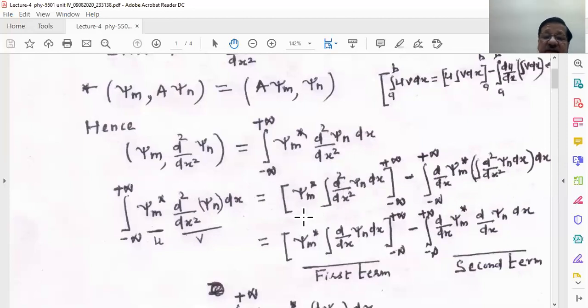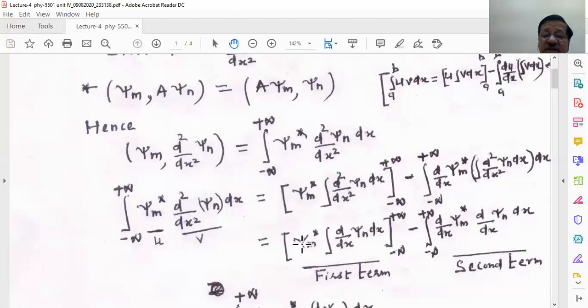Now you see this integration which I am writing here, this is psi m star. Now this is d square by dx square, this is second order, and it is integrated with respect to dx. So one differentiation d by dx is compensated here, because it is cancelled by this integration dx. So instead of a second order differentiation, you will have a first order differentiation, d by dx psi n from minus infinity to plus infinity. Please remember this.